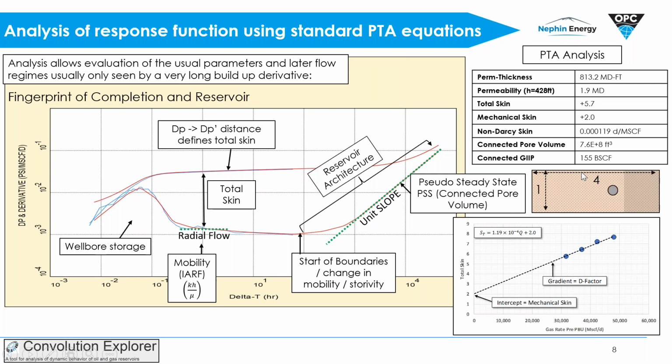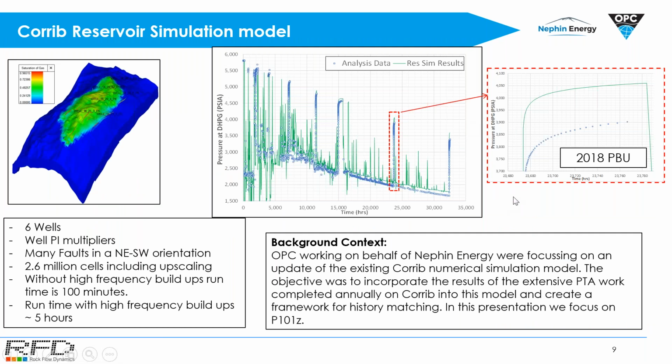So that's the deconvolution part of it. Now I'm going to take you on to how I used this as a history matching parameter in the full field reservoir simulation model. Just to give you a bit of background, OPC, working on behalf of Nephin Energy, were focusing on an update of the existing Corrib numerical simulation model. The objective was to incorporate the results of the extensive PTA work that we complete yearly on Corrib and create a framework for history matching. Again, I only focus on one well here.